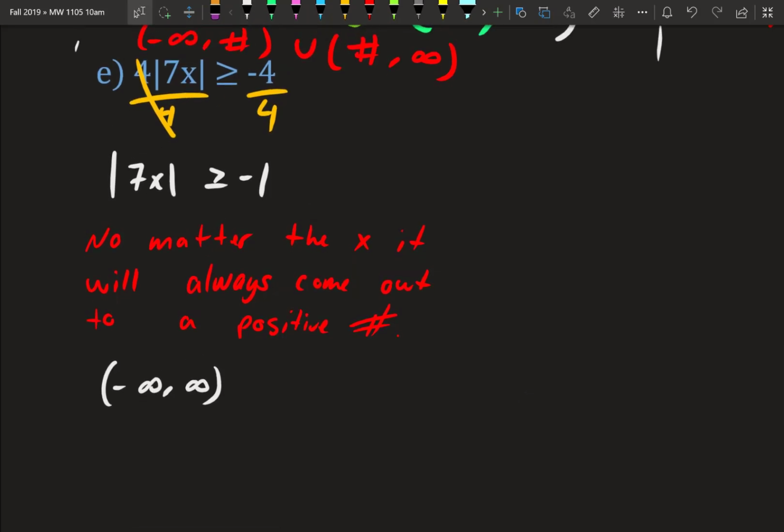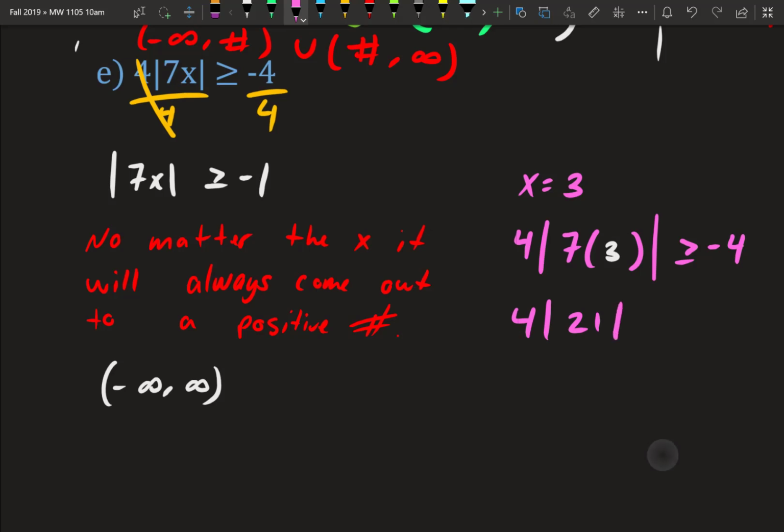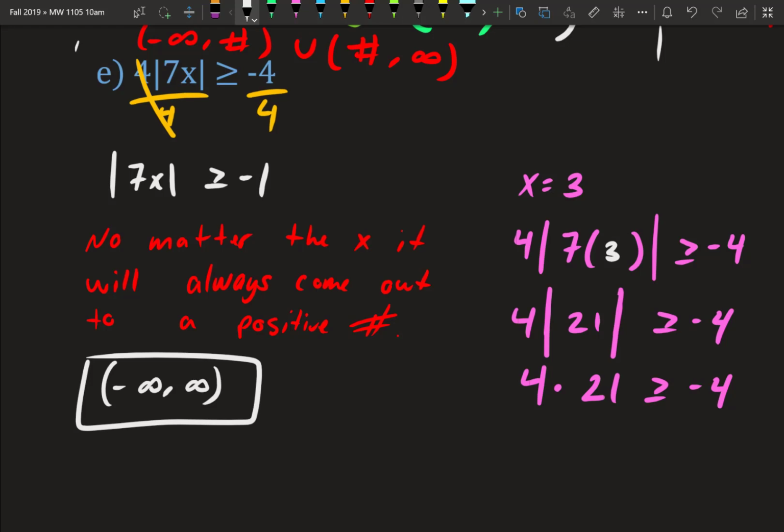Now, if you don't believe me, let's try it. So let's say x is 3. So let's plug it in. We have 4 times the absolute value of 7x, which is 3, close out that absolute value, is greater than or equal to negative 4. So we have 4 times the absolute value of 21 is greater than or equal to negative 4. So 4 times 21 is greater than or equal to negative 4, and it is. 4 times 21 is greater than negative 4. So that's why our solution is negative infinity, positive infinity, because no matter what x you plug in, it's always, always, always going to work.